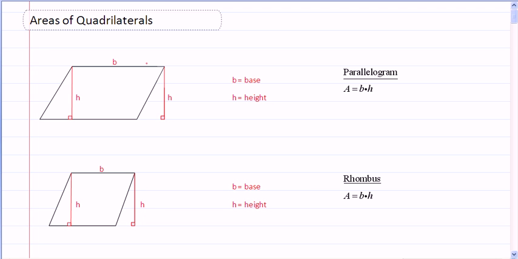In this lesson, you will learn how to find areas of quadrilaterals. The first type of quadrilateral that we will look at is a parallelogram. And the formula is area equals base times height.